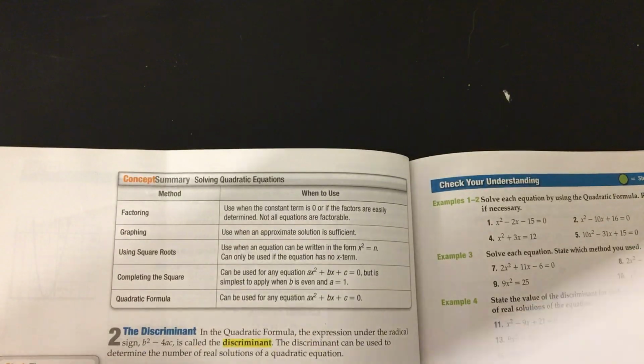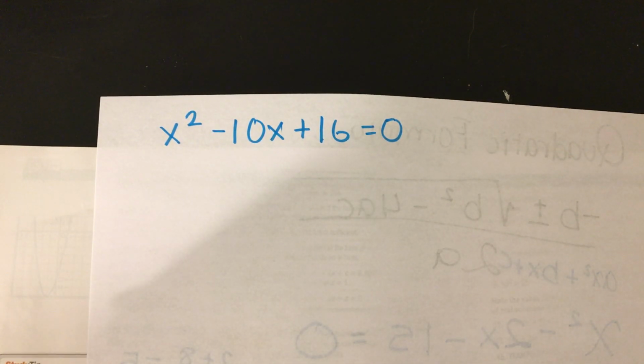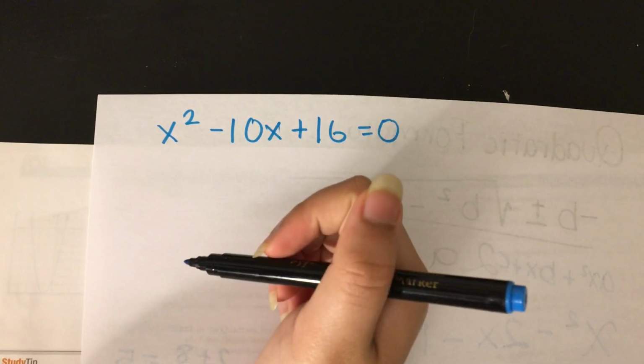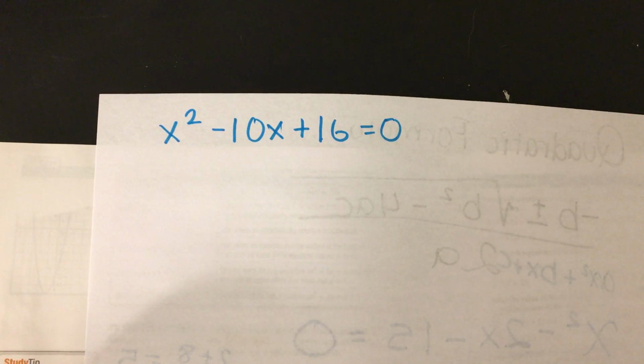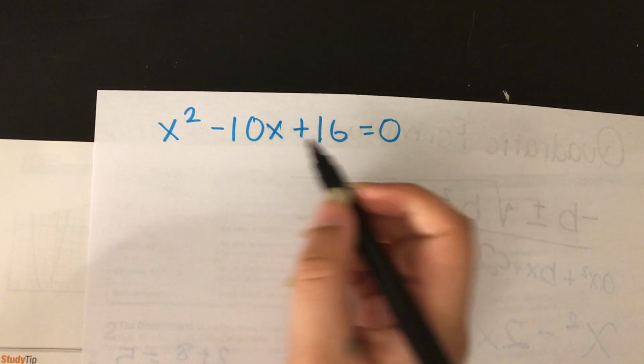Let's try another problem. X squared minus 10x plus 16 equals 0. Again, same formula. You should probably remember the formula because it'll help you in the near future. There might come a time where you need to solve, but you won't have the formula in front of you, so it's always good to memorize it.